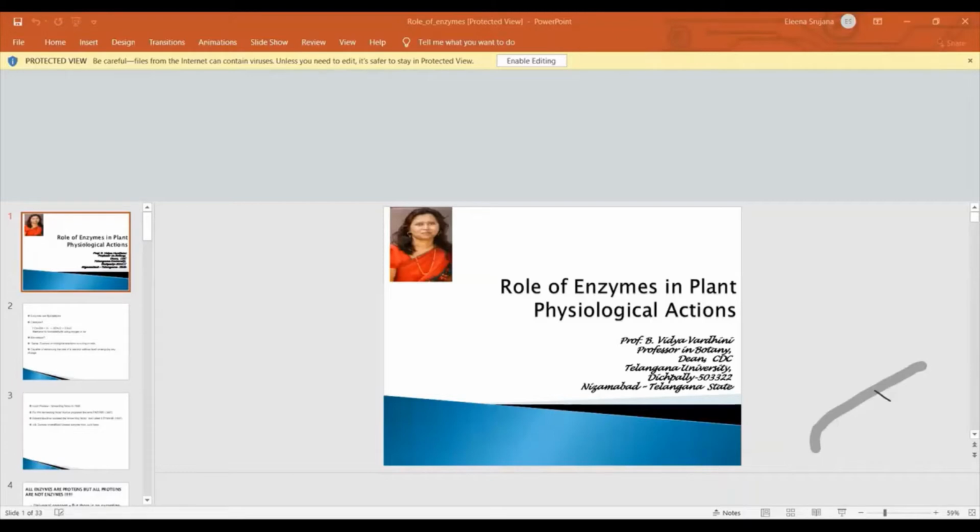When Edward Buchner was working, he called it zymase, and the research work continued, where J.B. Sumner was the first person to crystallize the enzyme. We will see, when we look at the properties of enzymes, what crystallization is.